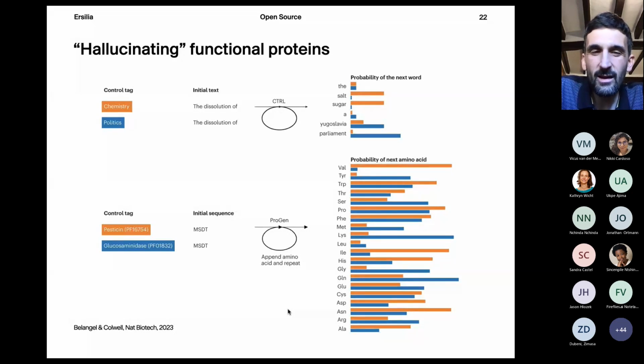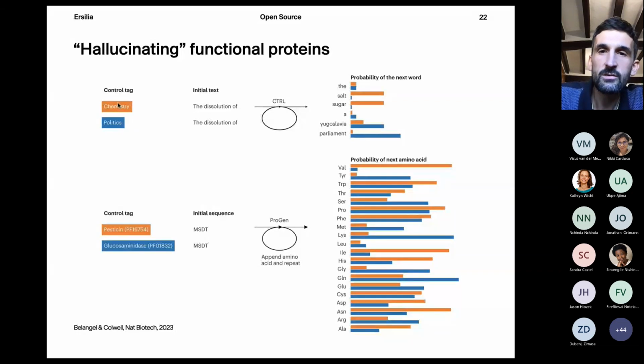So I'm here just highlighting a paper published recently in Nature Biotechnology, where they do an impressive job trying to leverage natural language processing for designing new proteins. The concept is very simple. It works with this idea of tags, right? So we can have different tags that can kind of narrow down the domain of applicability of a particular prediction, right? And imagine we have this initial text like "the dissolution of".